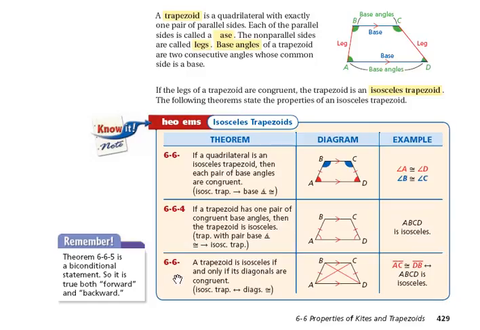6-6-5, a trapezoid is isosceles if and only if the diagonals are congruent. So if we have diagonals that are congruent, then we're going to have an isosceles trapezoid.